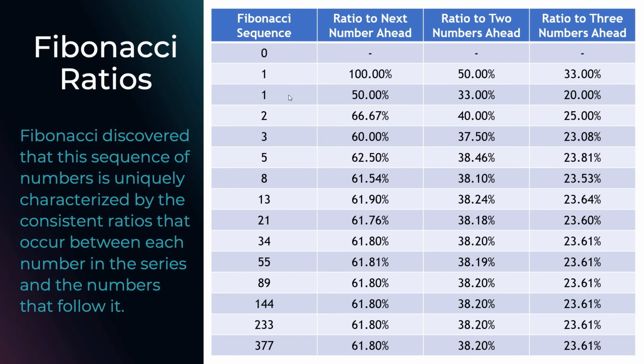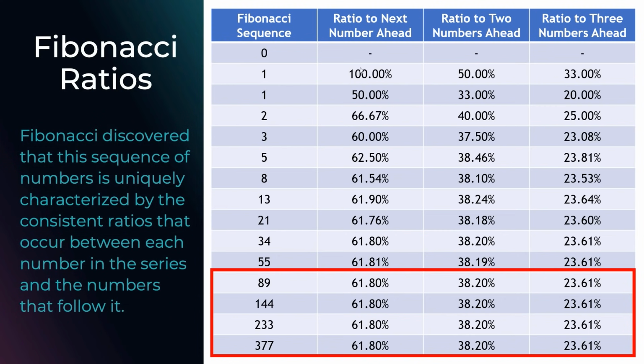So this percentage is the number to its left, that percentage of the next number in this vertical line on the left-hand column. Then on the third column over, you see the ratio to two numbers ahead. So 50%, 33, 40, etc. And then over in the right-hand column, you see the ratio to the number three numbers ahead.